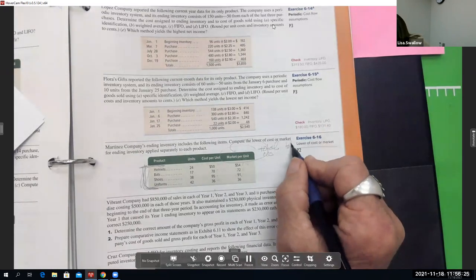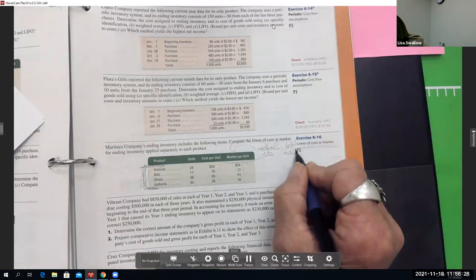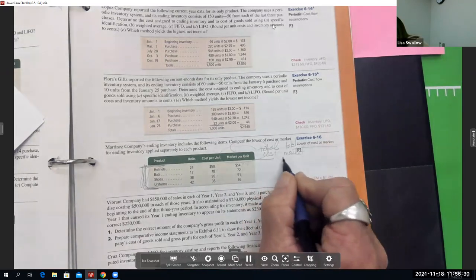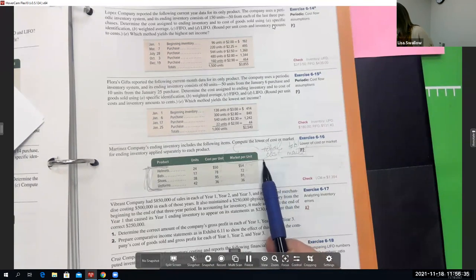Yes, you can. You're going to set up two little columns that say total cost and total market. Now, the helmets in total cost me what? And the helmets' current replacement value today are what? So to get the total cost, I'm going to multiply what by what? Yeah, 24 by 50.